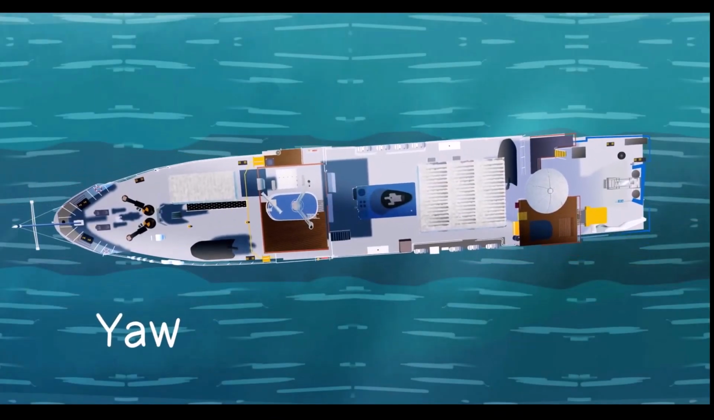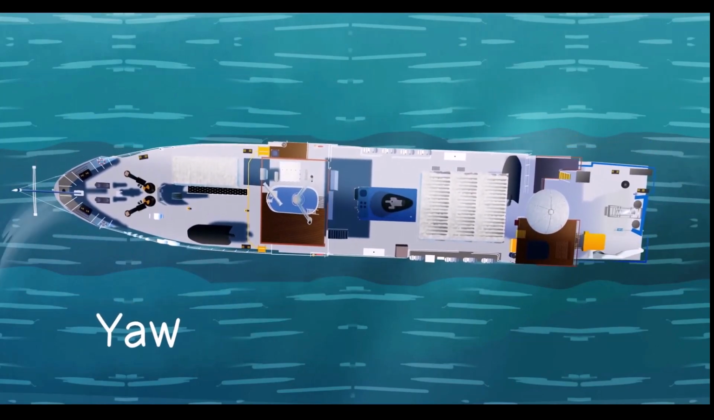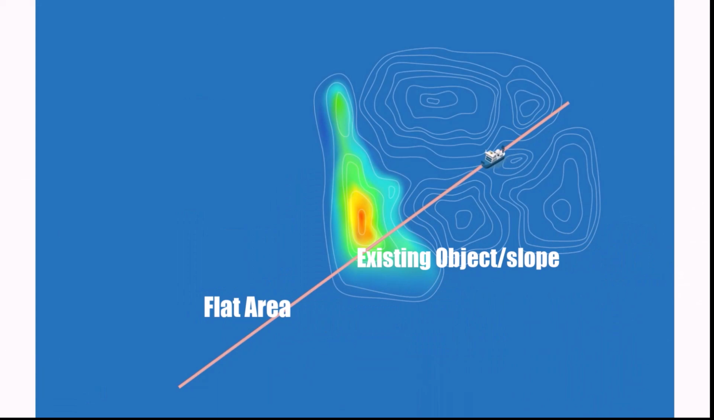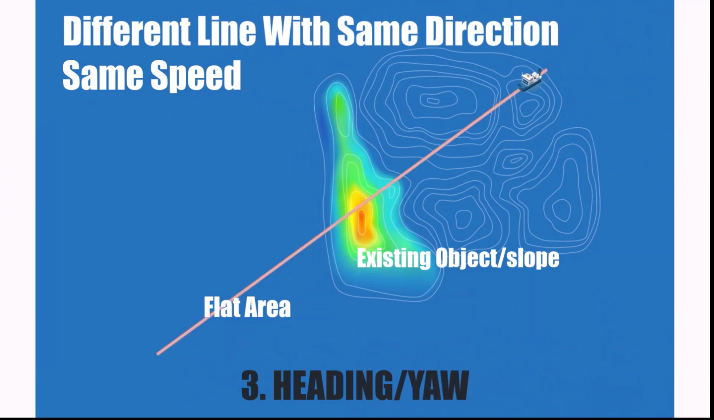Number 3. Heading or yaw. Yaw is the third rotating motion, which spins the ship around an invisible middle line, like swiveling on a chair. Yaw changes the heading of the ship. The heading test uses two parallel lines of data that were run in the same direction with the same vessel speed. These lines are spaced apart by about half a swath width, or a little less. There must be an area with slope, a long track, or a defined target in the area of overlap.